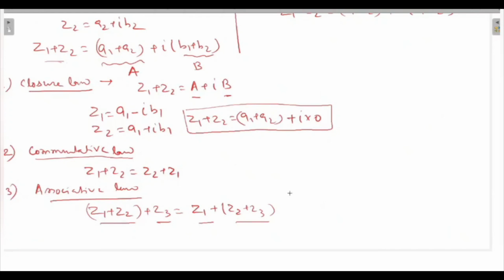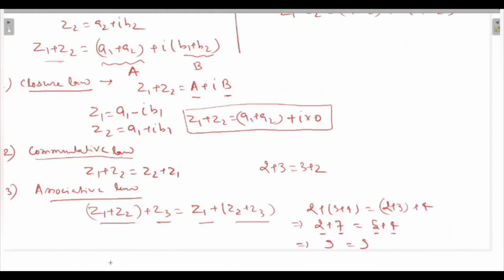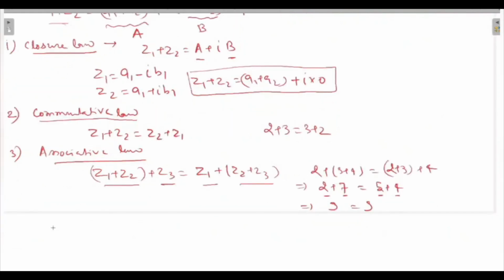All these things follow real number laws. For example, here it is nothing but 2 plus 3 is equal to 3 plus 2. Or here, 2 plus 3 plus 4 is equal to 2 plus 3 plus 4. So when you do this, what you will get is 2 plus 7 first. Here you will get 5 plus 4. So the intermediate quantities are different, but the final result is still 9. This is also 9. This is the same in the associative law: the intermediate steps might be different, but the final result would be the same.